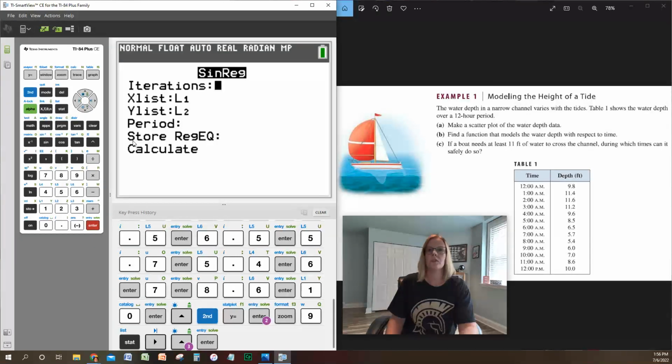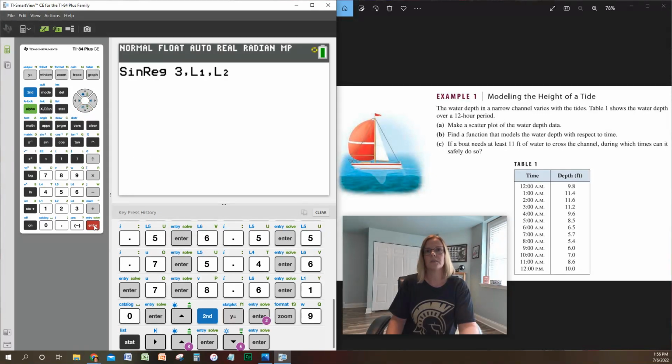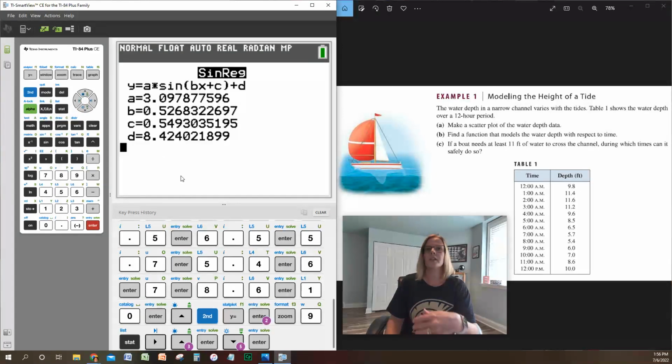You don't have to worry about the period or storing the regression equation. We do, though, have to arrow down to calculate and then hit enter. And your calculator spits out a bunch of information for you. So this is our form for our equation. Since it's a sine function, this is our general form that we've been talking about in class.